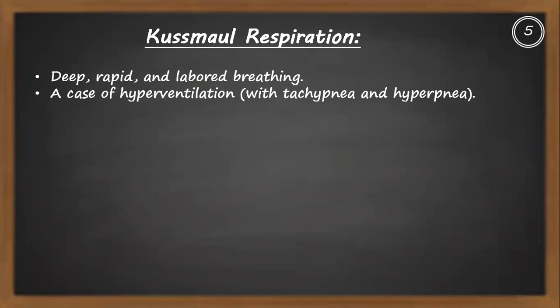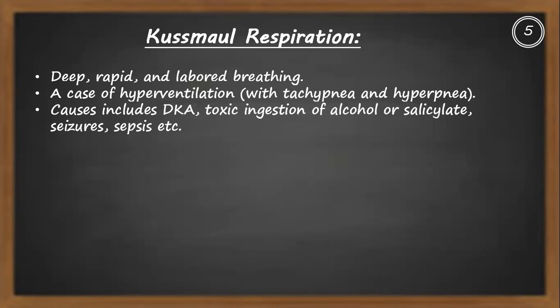As we have already talked about in the previous video, tachypnea means an increase in the respiratory rate, whereas hyperpnea means an increase in the respiratory depth. So there's an increase in both respiratory rate and depth, thereby there's hyperventilation. The causes include diabetic ketoacidosis, toxic ingestion of alcohol, salicylate, seizures, or sepsis.